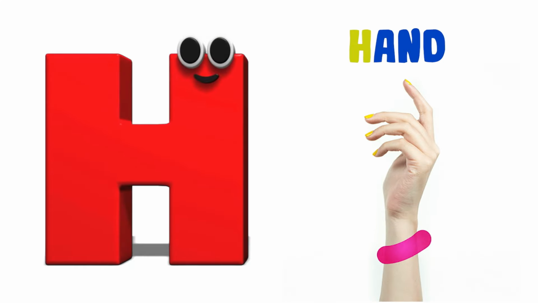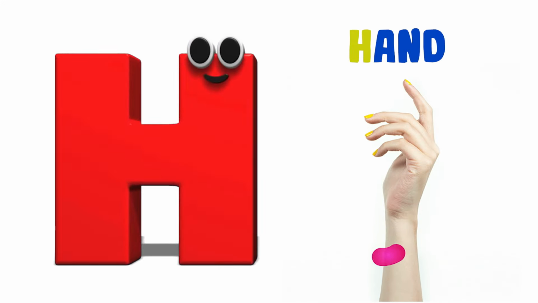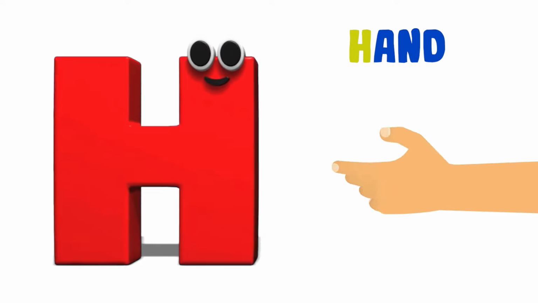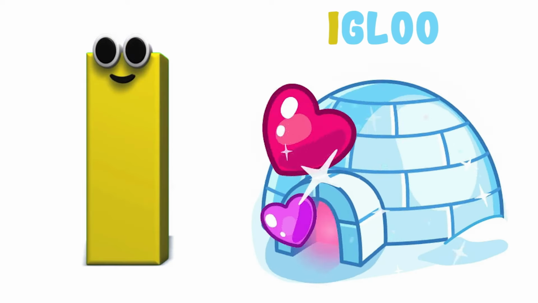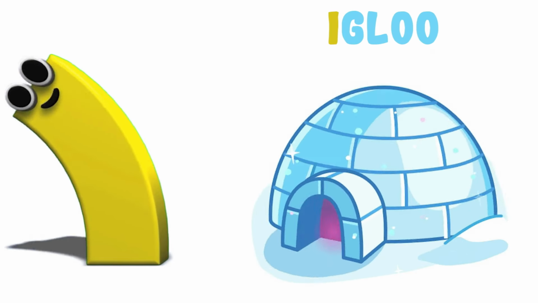H is for hand, h, h, hand. H, hand. I is for igloo, I, igloo.